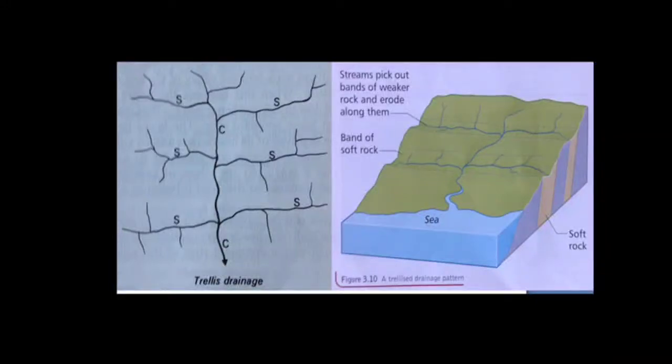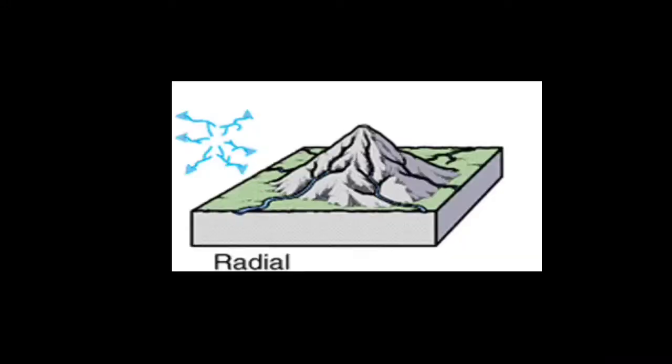Next, moving on, we have the radial pattern. The radial pattern is nothing but a cone-shaped mountain. For example, it has a central peak, like a cone of ice cream, or a cone of a mountain, or a volcanic cone. So what happens here is the water flows accordingly from the mountain. You can see it from the picture as well. So that is the radial pattern.